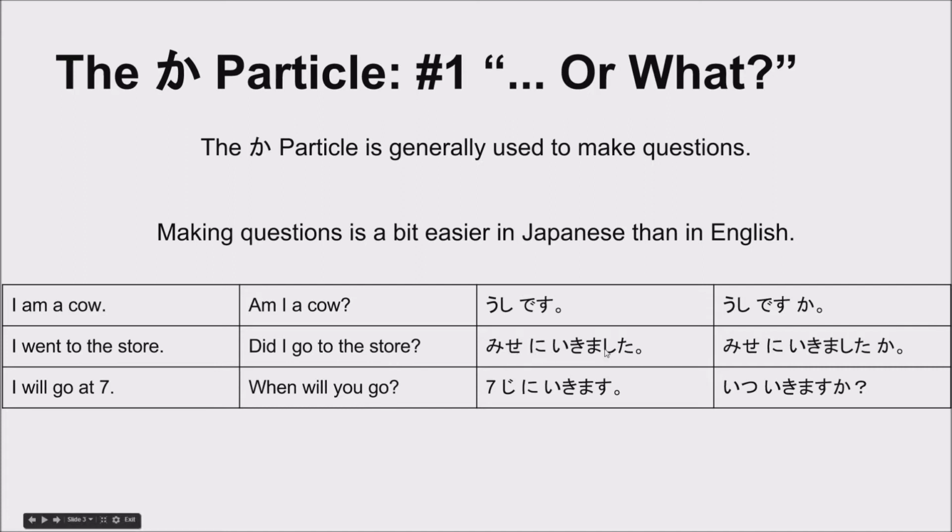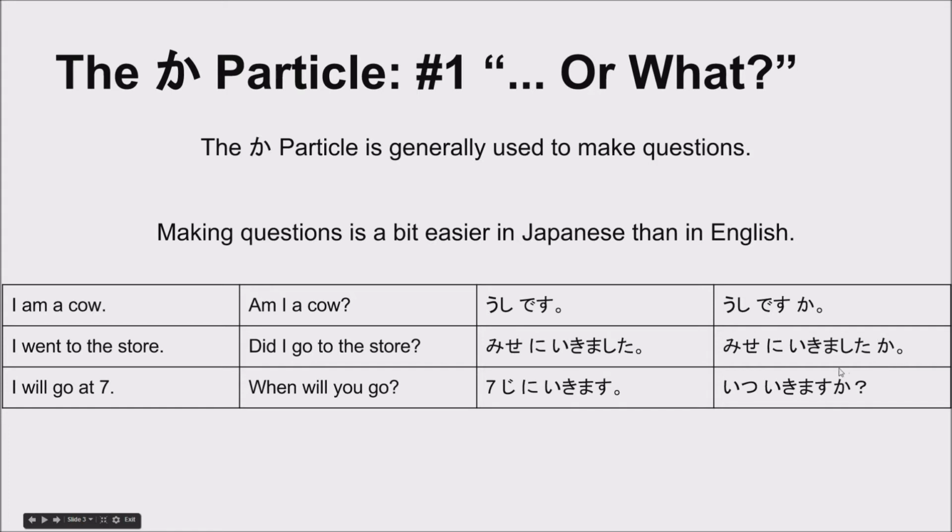Mise ni ikimashita. We're leaving off the subject because no, you don't need a subject in every single sentence in Japanese. Mise ni ikimashita. I went to the store. Somebody went to the store. Mise ni ikimashita. I went to the store. Mise ni ikimashita ka? Notice the slight intonation change in ikimashita. Then we also have the chirp at the end. Mise ni ikimashita ka?